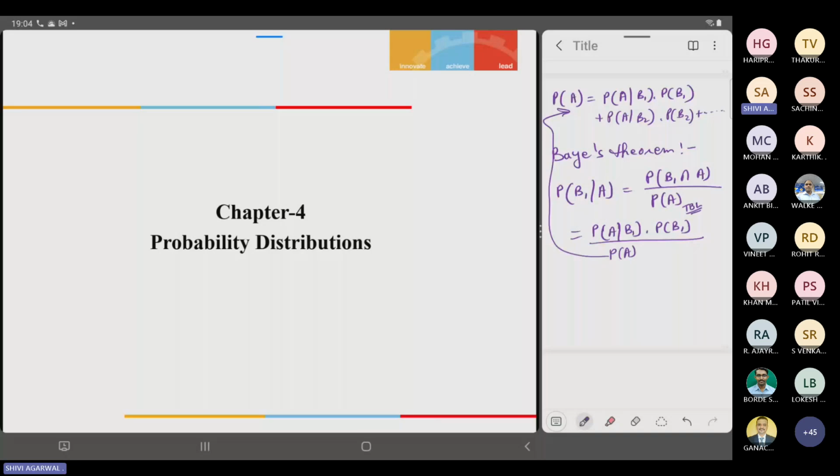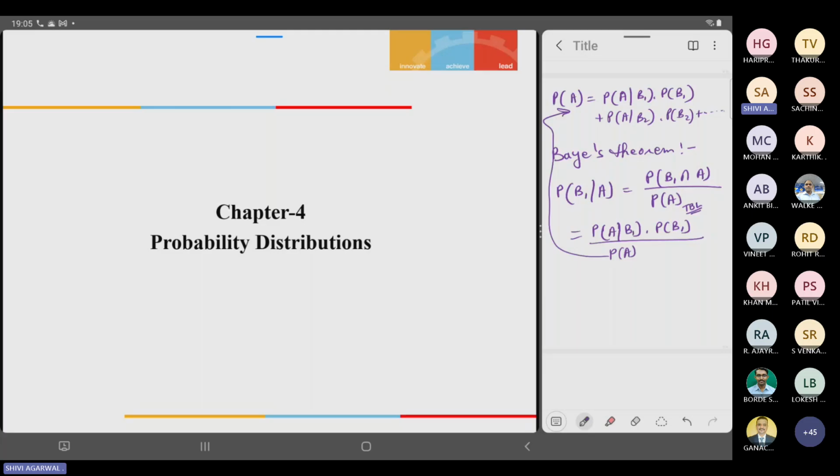So now we are starting chapter 4, that is probability distribution. That means we are defining the random variable, which is like an event. In chapter 3, we did the events and tried to find the probability of those events. Now here we are converting or quantizing those events into a random variable, and then trying to find the probability of that random variable. Same concept but in a different manner.